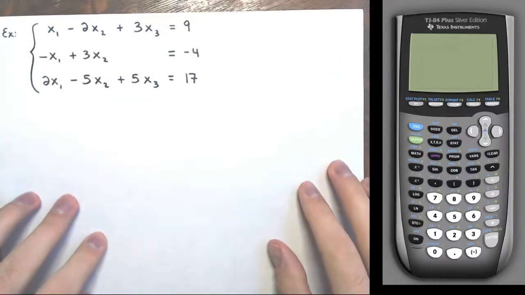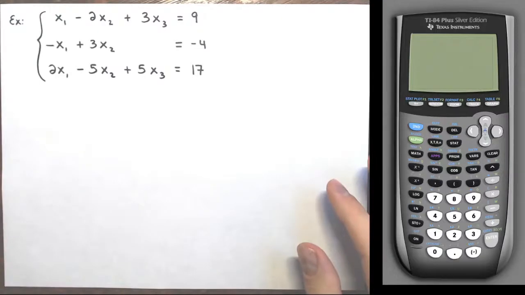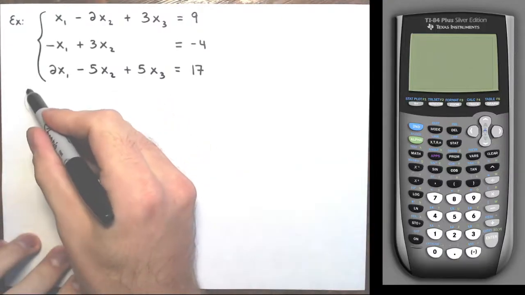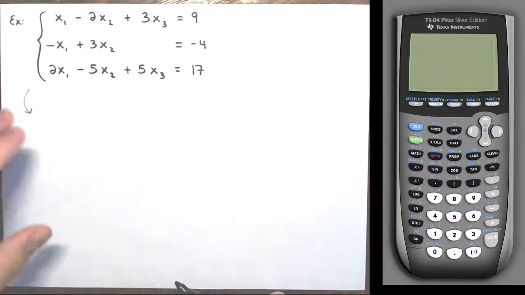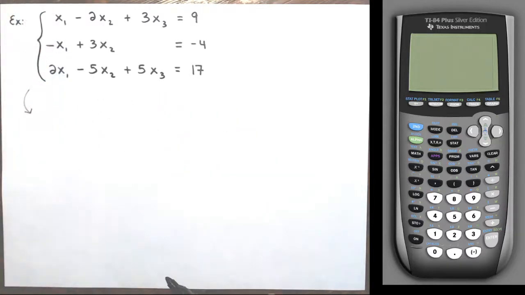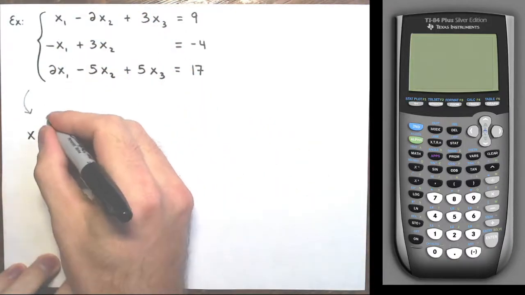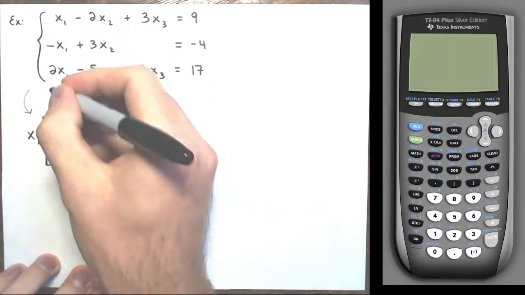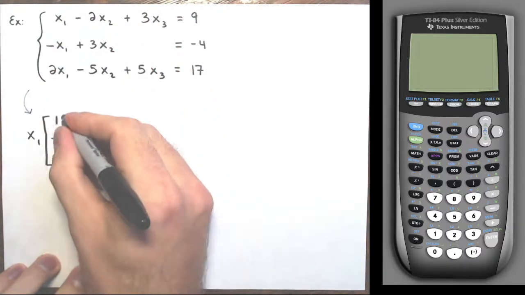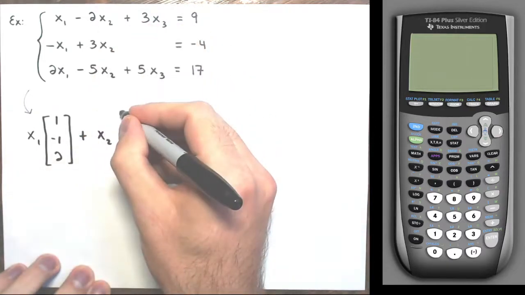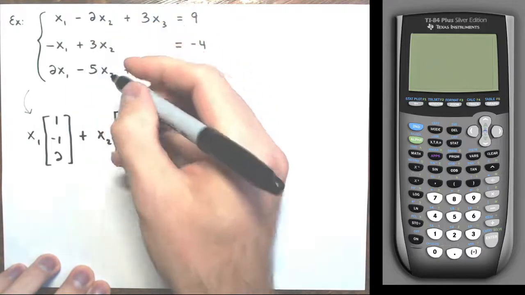Okay. Now we're bumping it up a bit to 3 equations and 3 variables, but it's the same concept. And this is where I'll start using the calculator a little more. If I want to write this system, express it as a linear combination, I'm going to have x1 times the vector 1, negative 1, 2, plus x2 times the vector negative 2, 3, negative 5.